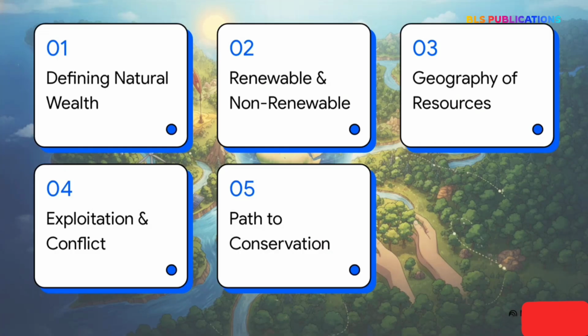All right, let's take a quick look at our roadmap for today. We're covering 5 main areas: defining our natural wealth, renewable versus non-renewable, the geography of resources, exploitation and global conflict, and finally, the path to conservation. Simple as that. Let's get going.